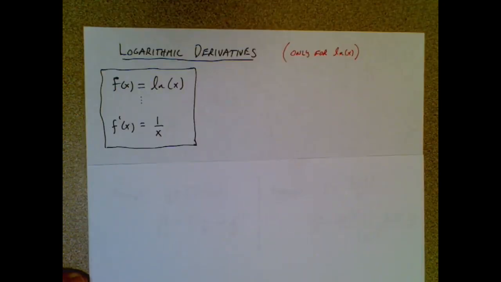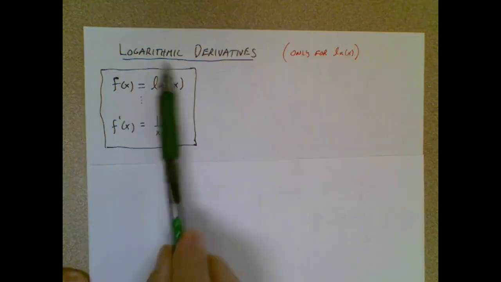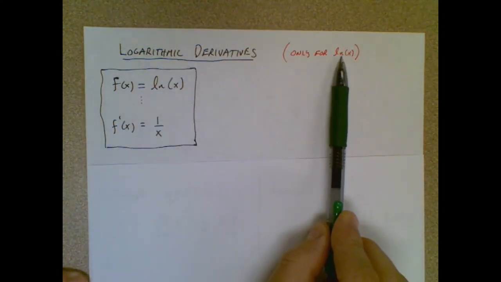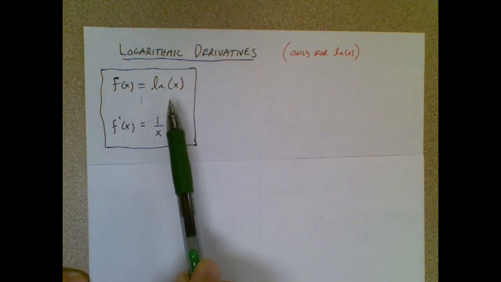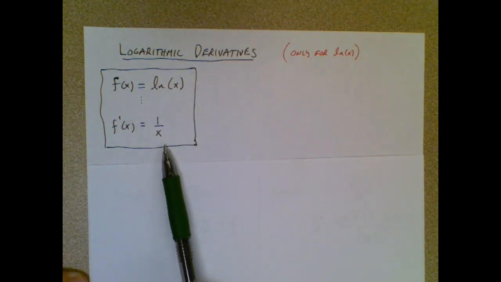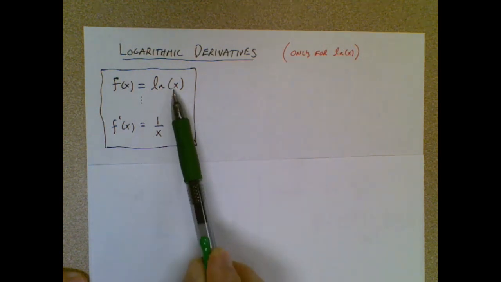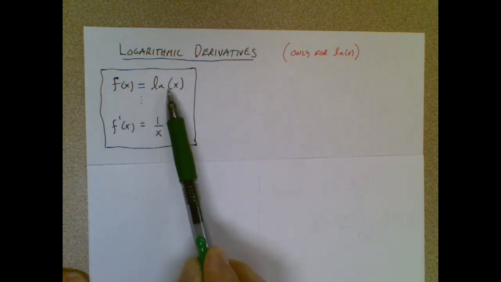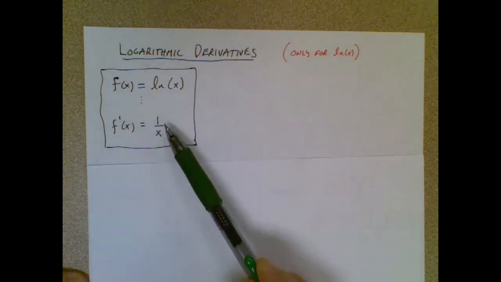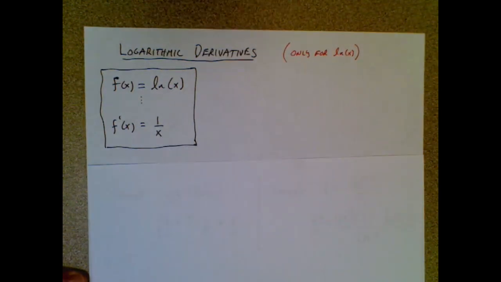Now let's take a look at the rule for logarithmic derivatives, specifically the one that applies to natural log of x. And the natural log of x has a derivative that is 1 over x. I like to say whatever the inner guts is inside of natural log goes in the denominator. So if this said natural log of Pop-Tart, we would have 1 over Pop-Tart. It's that easy.